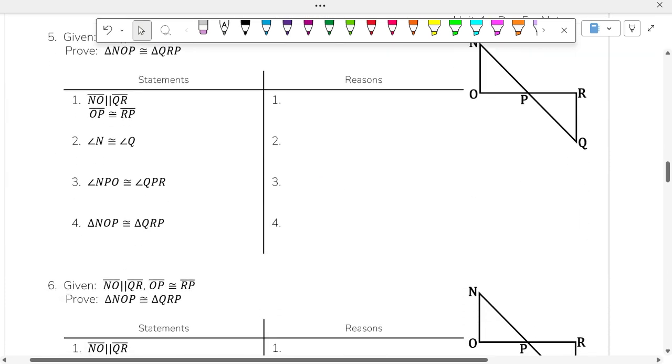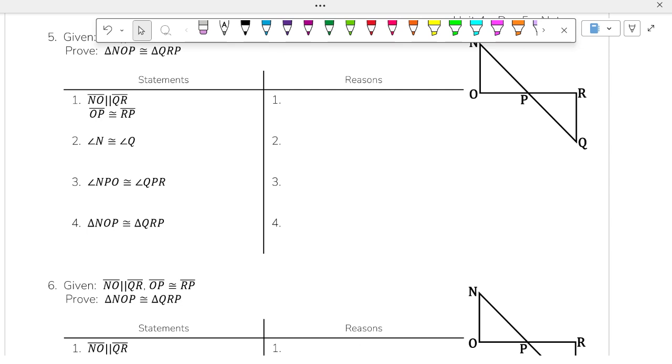Alrighty, let's go over this. As I was walking around, I was pretty proud of you guys because most of you did get the reasons pretty easily. If you use that graphic organizer to your advantage, it really helps when you're doing these proofs. That's why I gave it to you.